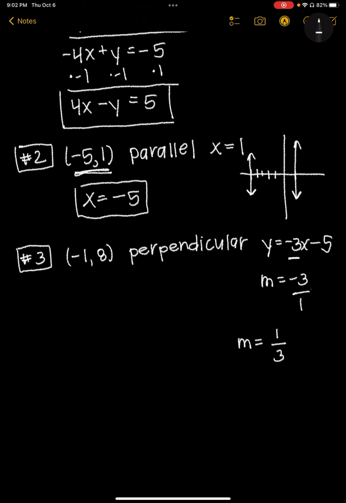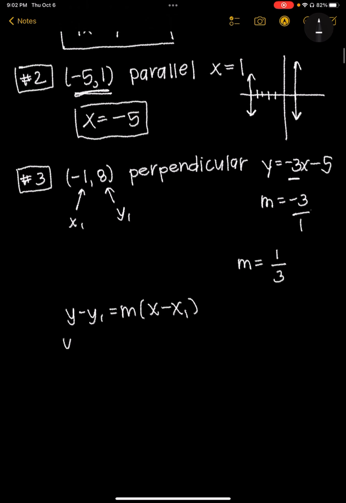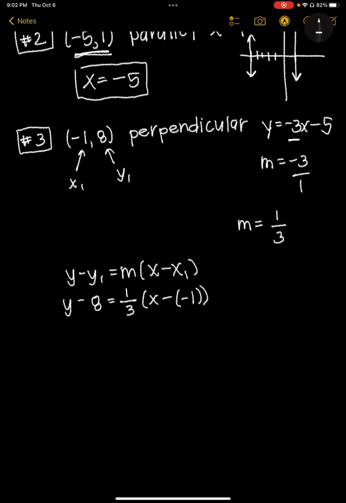1/3. And then once again, this is your x1, this is your y1, and we're going to use that point-slope form. So we've got y minus y1 equals m times x minus x1, and we're going to replace the y1 with 8, the m with our new slope, which is that 1/3, and then the x1 with -1. Okay, so now we're just going to simplify a little bit. When I have two negatives right next to each other, like right here, I can actually make this a big positive because a negative times a negative is a positive.